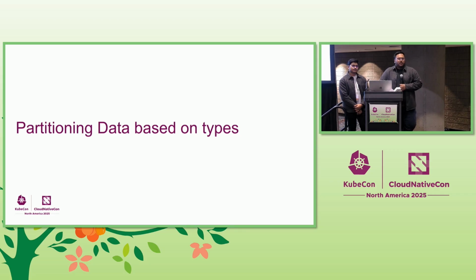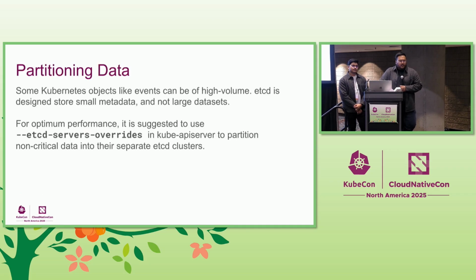Now people running Kubernetes will find this useful, which is mostly 99% of the people that raised their hands. Some Kubernetes objects are high churn objects. They're really high volume, for example events or leases. So depending on the amount of churn that you expect for each Kubernetes resource, you can use the etcd servers override flag in kube API server to tell API server to maintain specific resource types in specific etcd clusters, and all of the other objects will go into whatever etcd endpoint that you define.